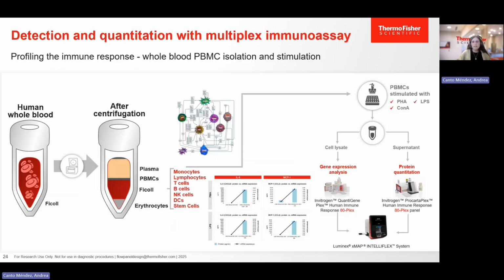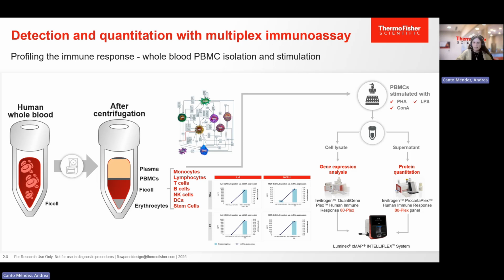In this regard, we are bringing a couple of examples of how these multiplexing assays can be very helpful. In this case, you can see how we isolated PBMCs. From here, we took the PBMC fraction, discarded the rest of the fraction, and stimulated the PBMCs with multiple molecules such as PHA, CON-A, or LPS. After stimulation of the PBMCs, we can separate this into the cell lysate and the supernatant.